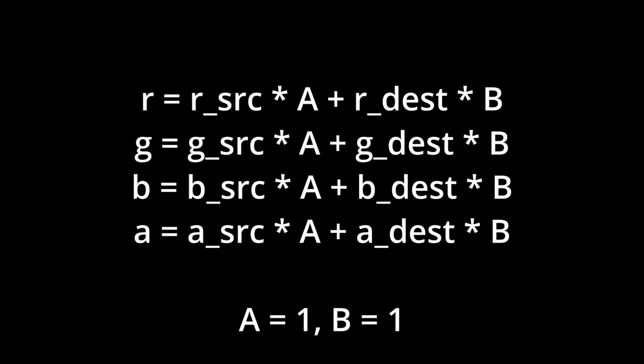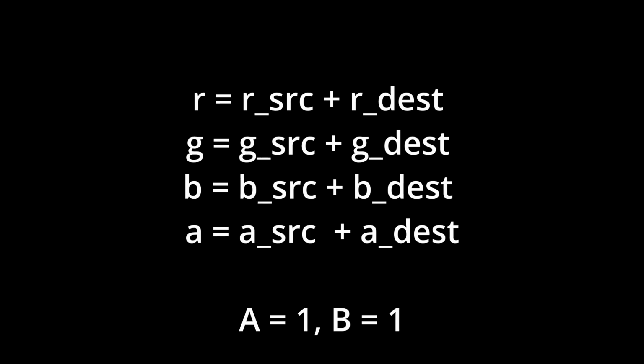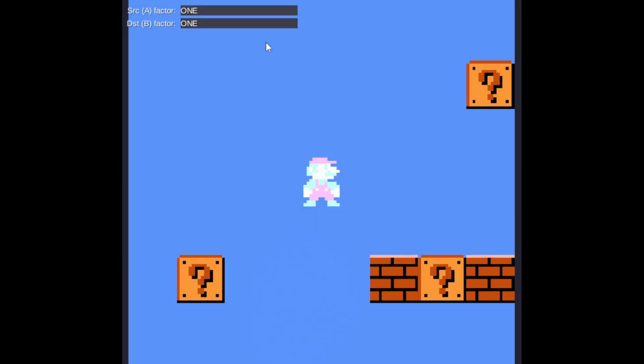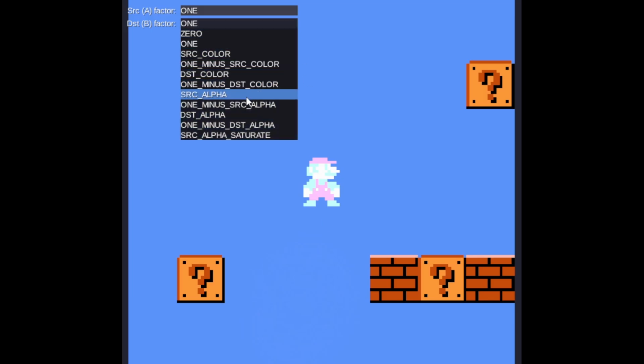Let's try A equals 1 and B equals 1. The final color is a result of adding together the source and the destination colors. If the value is greater than the max value of 1, it simply gets clamped. Unless you're trying to use HDR, but that's beside the point and outside the scope of the video. Let's try A equals 1 and B equals A sub source.